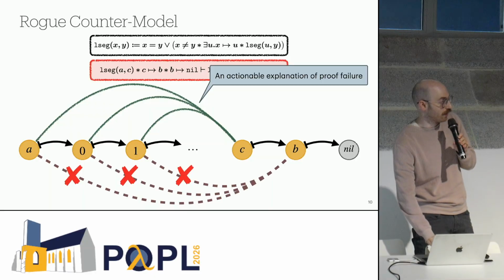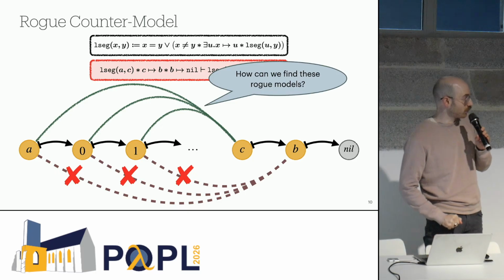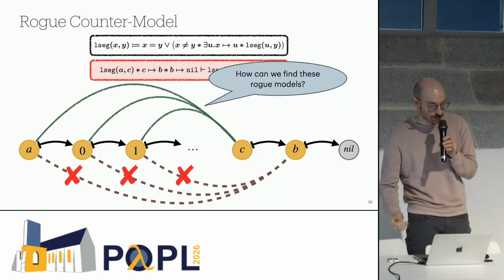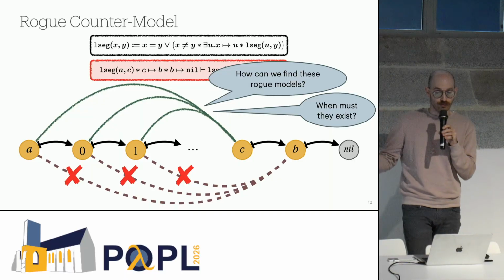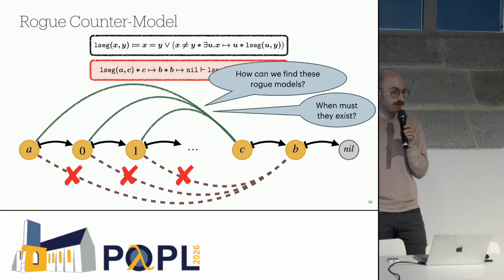So hopefully I've convinced you this model is useful. So we have two questions. One, how can we find it, and find it automatically maybe? And second, does this characterize all proof failures of fold and fold, and so must it exist when we have a proof failure?